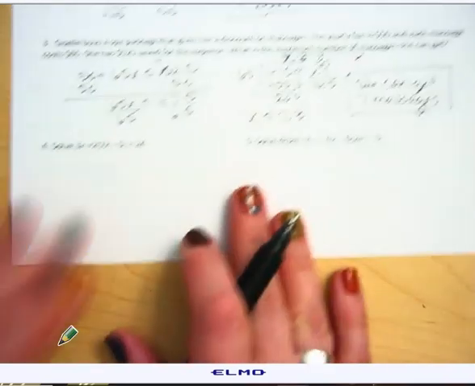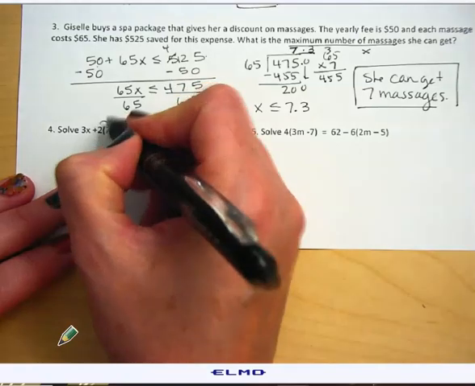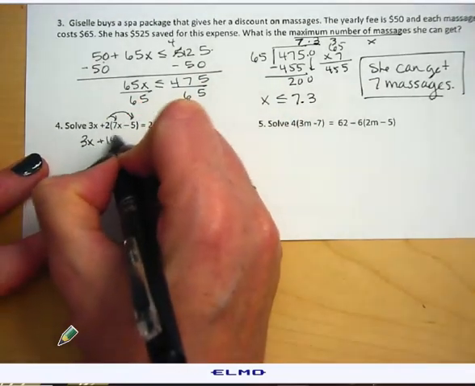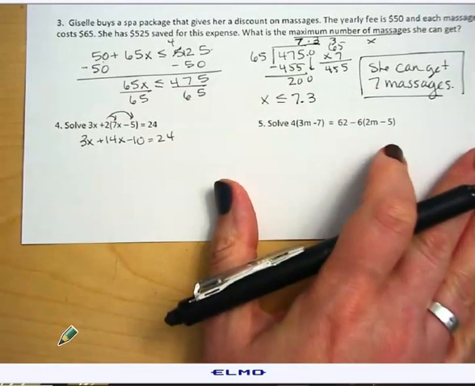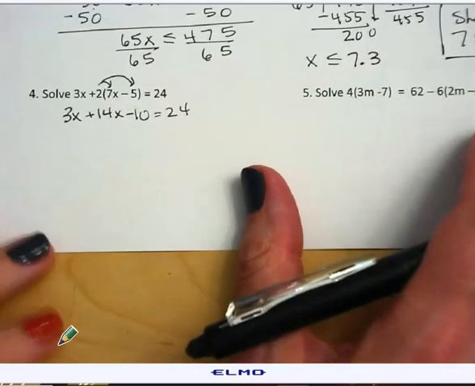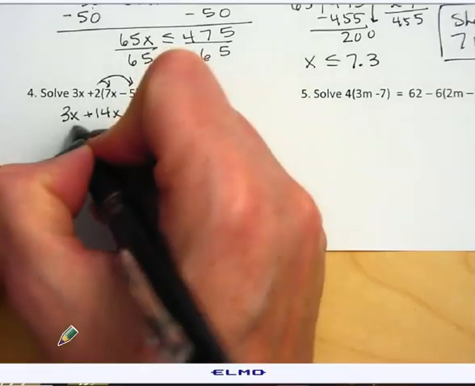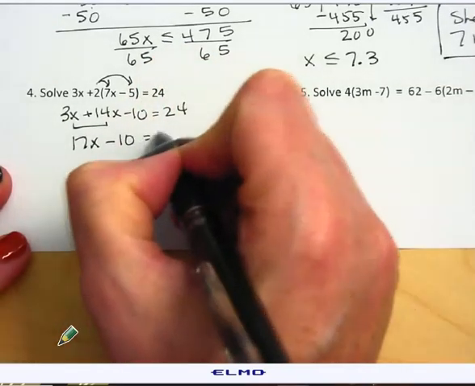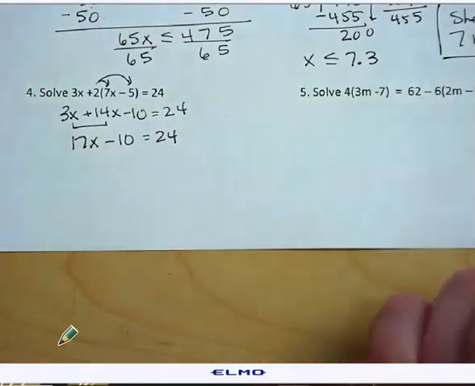Okay, number 4 and 5 are solving equations. So on number 4, I start with the distributive property. Remember to distribute the 2 to both terms inside the parentheses. So to the 7 and to the 5. Now I combine like terms. You always want to combine like terms before you start adding and subtracting to both sides of the equation. It helps lessen the confusion.